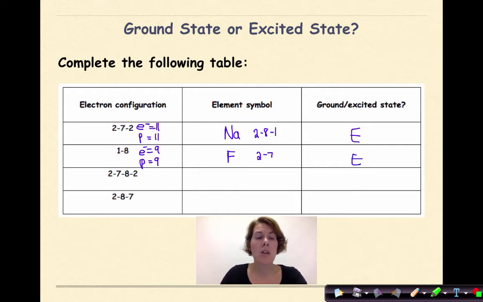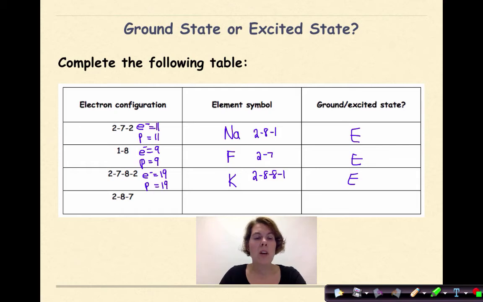Let's look at the next one, 2, 7, 8, 2. If I add these up, I see that I have 19 electrons. Therefore, I also have 19 protons. The element that is represented by the atomic number 19 is potassium, which is K. And the electron configuration for potassium in the ground state is 2, 8, 8, 1. So when I compare this electron configuration to my given electron configuration, again, I can see that this electron configuration is in the excited state.